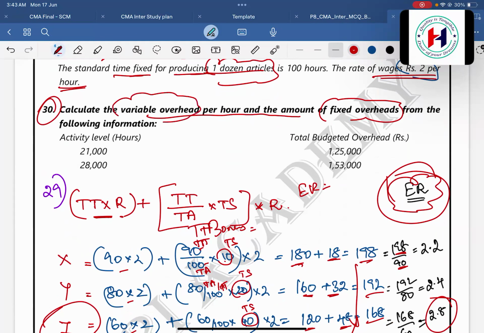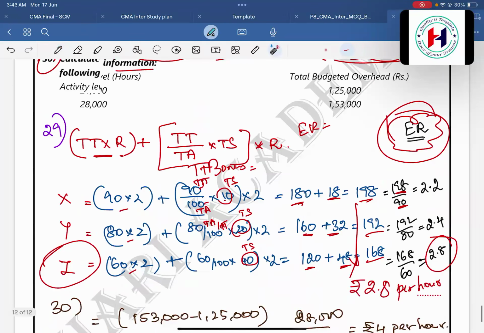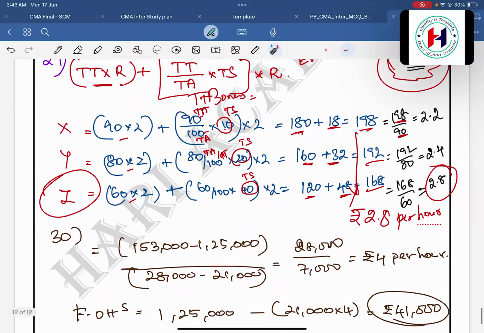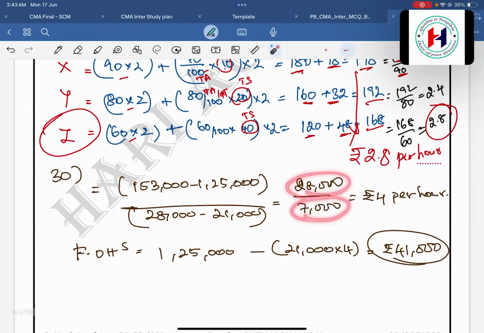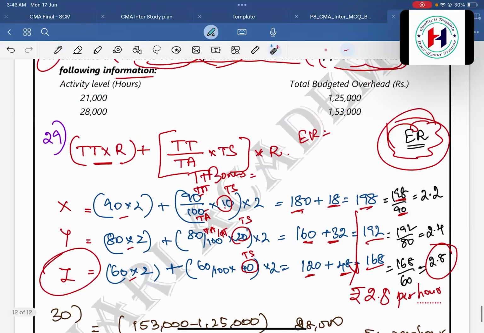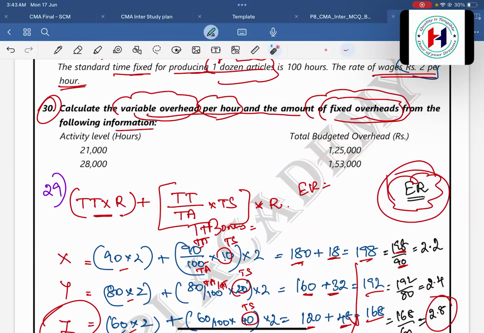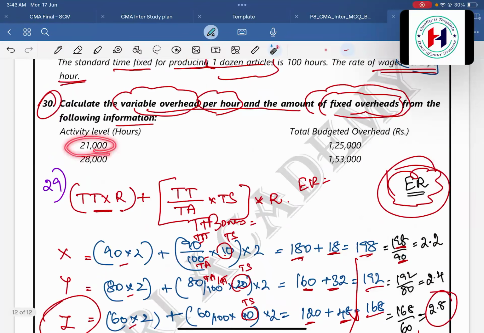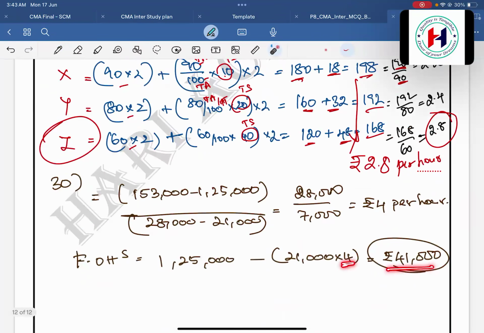Calculate the variable overhead per hour and the amount of fixed overhead from the following information. Two levels of activities given. So what you need to go with is the formula of differences to find out the variable cost per unit. So 1,53,000 minus 1,25,000, 28,000 minus 21,000 will give you 28,000 divided by 7,000 will give you 4 per hour. On the basis of fixed overhead, we know total budgeted overhead, we will take that level of activity 1,25,000. On that activity level is 21,000 multiplied by variable will give you 41,000.